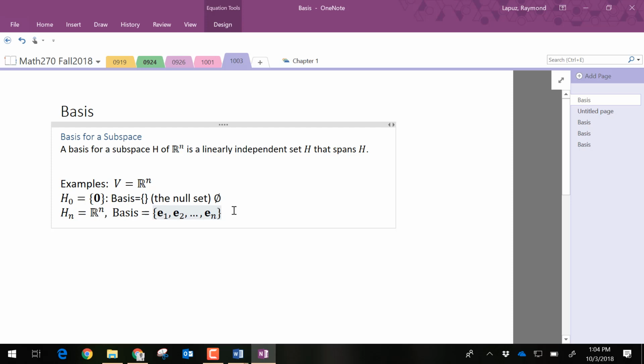So your set that has 1, 0, 0, 0, 1, 0, 0, 0, 1 for R3, for example, that is your general set of vectors. Okay. So these are examples of basis. Now, let's do another example with R something else. But before we do that, let's do an example from the other two vector spaces that came up.